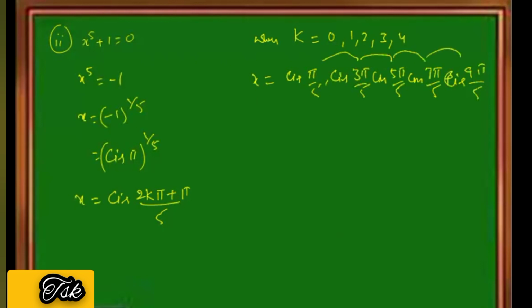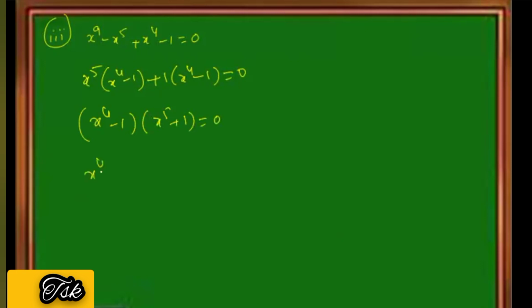Okay, next one. Next problem is this. Look here, first taking x power 5 common in the first 2 terms, there is x power 4 minus 1. Next plus 1 in the 2 terms. So this becomes x power 4 minus 1 into x power 5 plus 1 equal to 0. So x power 4 minus 1 is equal to 0, and x power 5 plus 1 is equal to 0. We already did this problem. This also is done already. So you can continue from here. Okay.